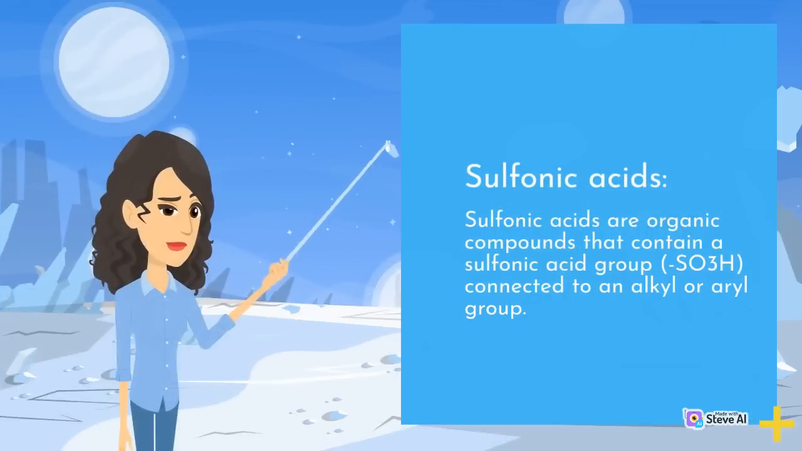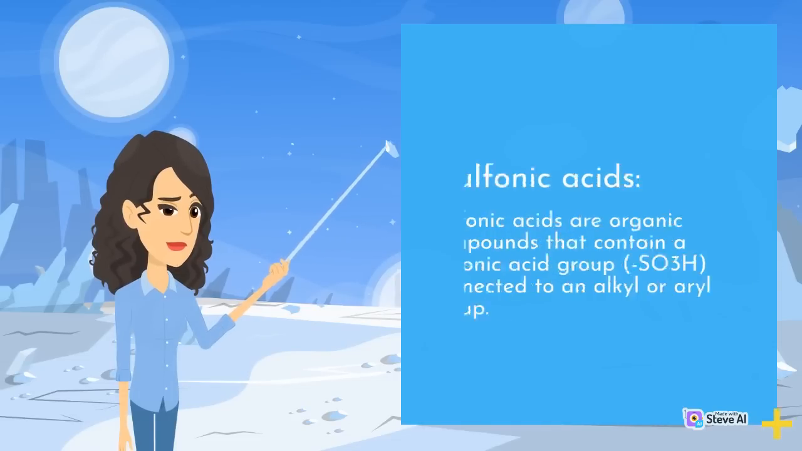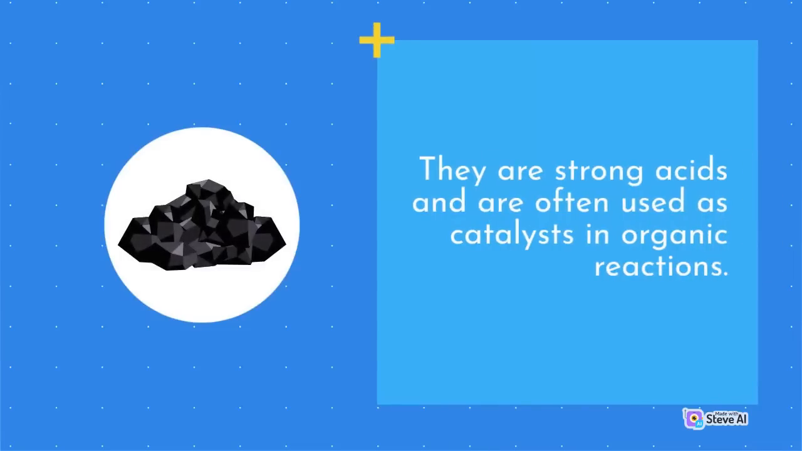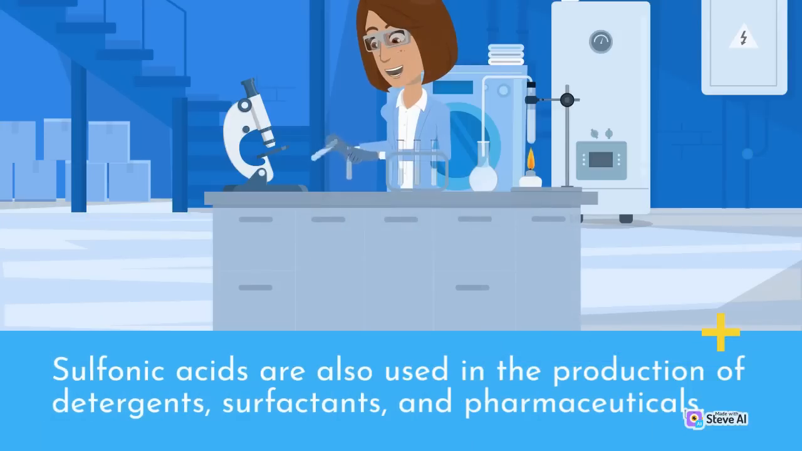Sulfonic acids. Sulfonic acids are organic compounds that contain a sulfonic acid group, SO3H, connected to an alkyl or aryl group. They are strong acids and are often used as catalysts in organic reactions. Sulfonic acids are also used in the production of detergents, surfactants, and pharmaceuticals.